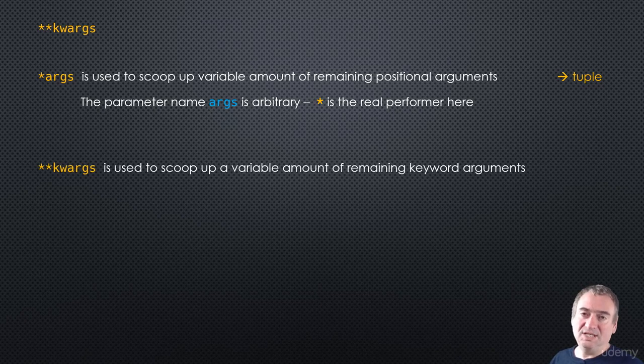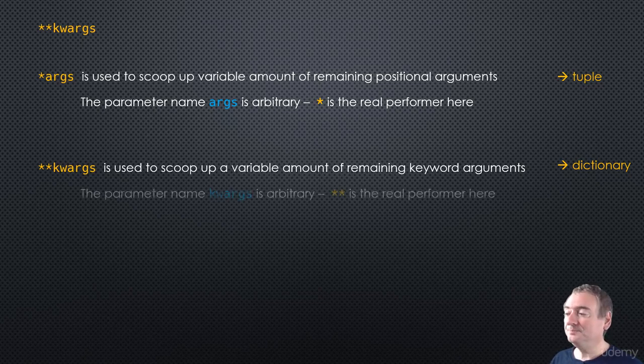Now, **kwargs is kind of the same thing. It's used to scoop up a variable amount of remaining keyword arguments. So the single star scoops up the positional arguments, and the double star scoops up the keyword arguments. And it will be stored in a dictionary under the name of whatever variable name you use here. It is customary to use kwargs for keyword args, but again, you can change that depending on the context you're in. It may make more sense to call it something else. So again, the parameter name is arbitrary. The real performer here, the real star, is the double star.